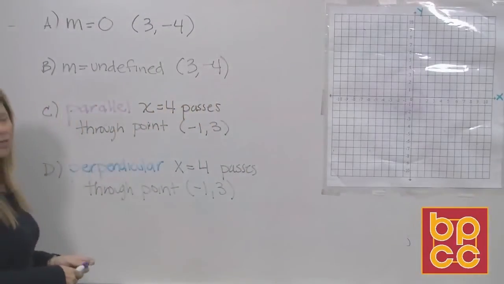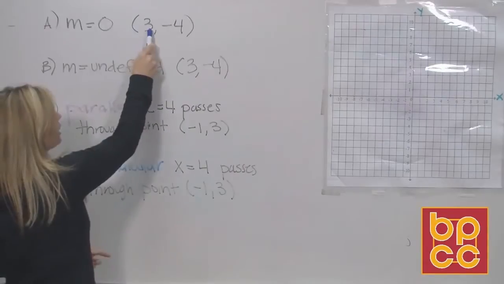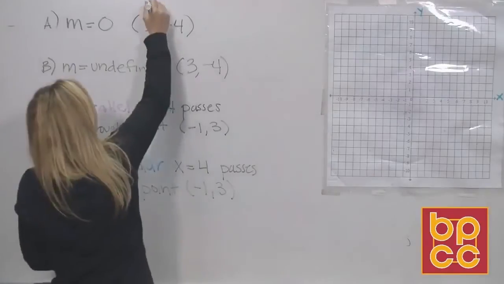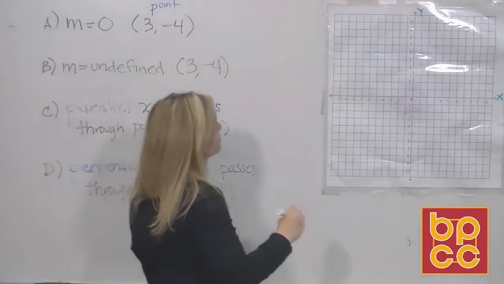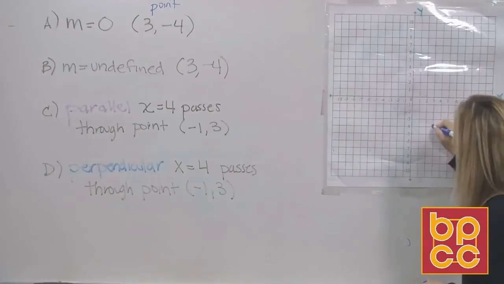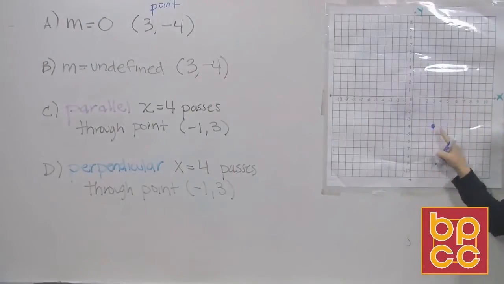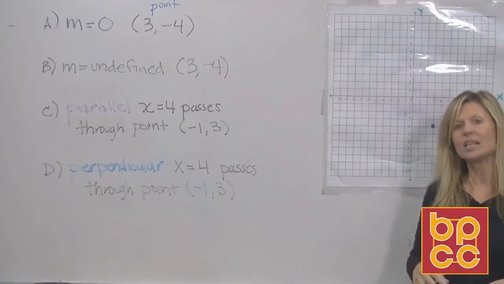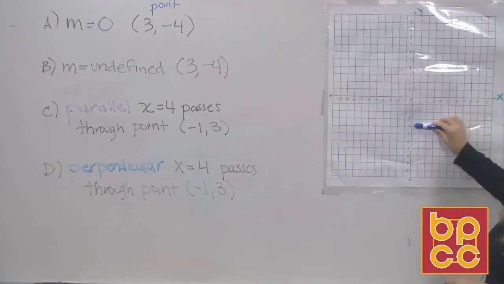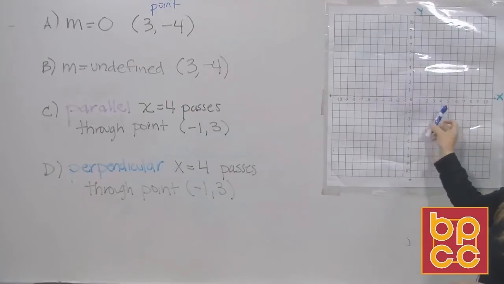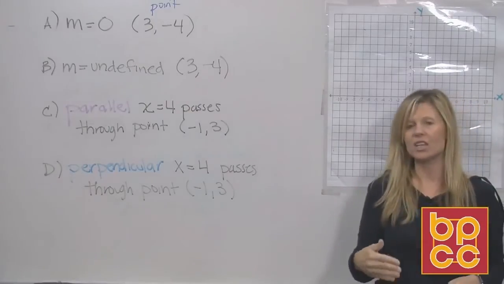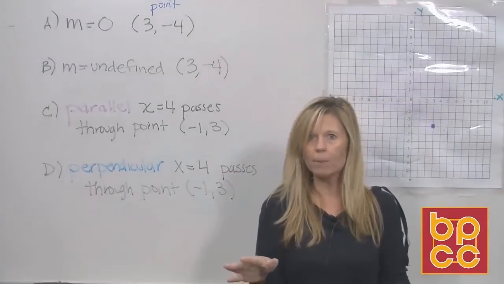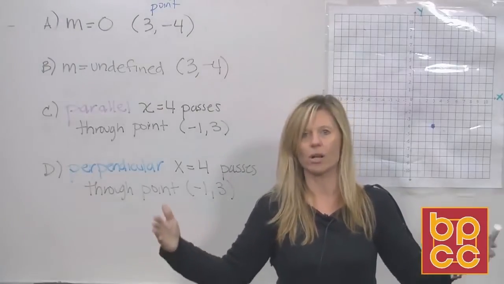All right, let's look at our first one. Here are my clues: m equals 0, and the point (3, negative 4). I know you all know that this is a point. So let's go to the graph and plot this point. (3, negative 4) would be that point in quadrant 4. Is knowing just one point enough to draw a line? No, it's not. Through this point, I could draw a horizontal line, a vertical line, or a diagonal line. That is why in this section you're always given two clues. Just knowing a point is not enough to decide which line I want you to draw.